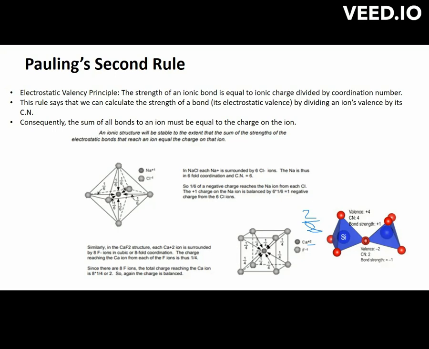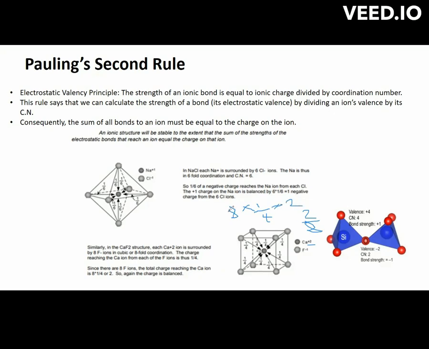So it means 1/4 is all the charges that are approaching the cation from this fluorine atom. But now it means this thing is not balanced. Remember, the charge reaching this cation from each fluorine ion is just 1/4. But remember we've got 8 coordination, so we say 8 coordination multiplied by 1/4, and that will give us 2.